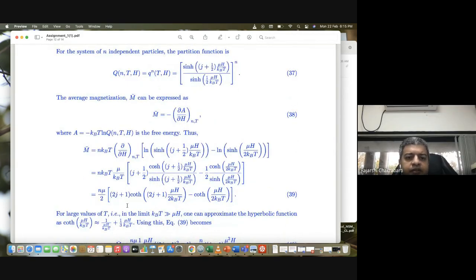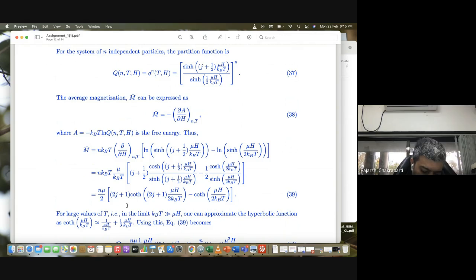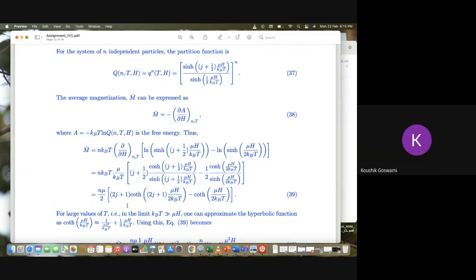So the partition function for any binary particle, we have to take this q n times, and we will get this, that means the partition function for n independent particles is q to the power n. And similarly, the magnetization is again this conjugate field. So magnetization can be derived from this free energy. If we take the derivative with respect to h, we get the magnetization.